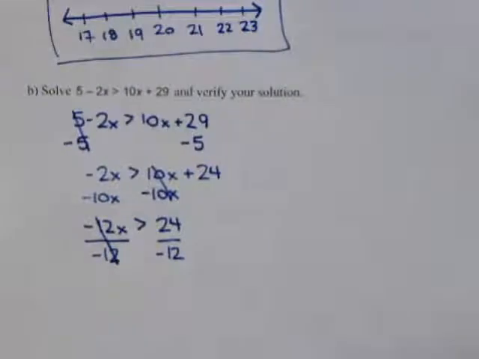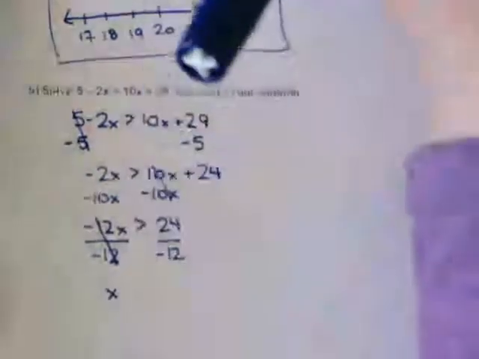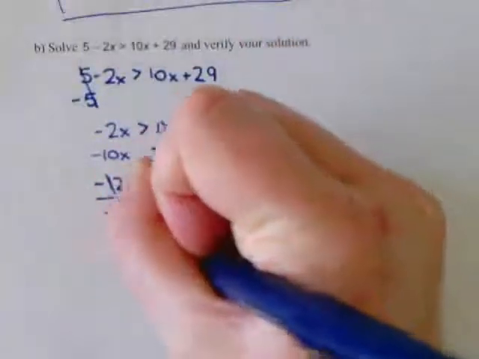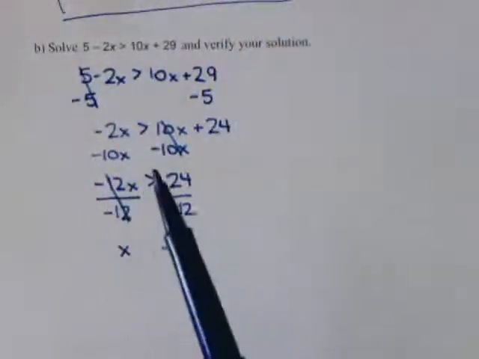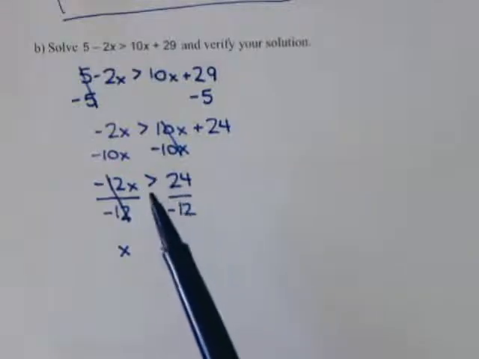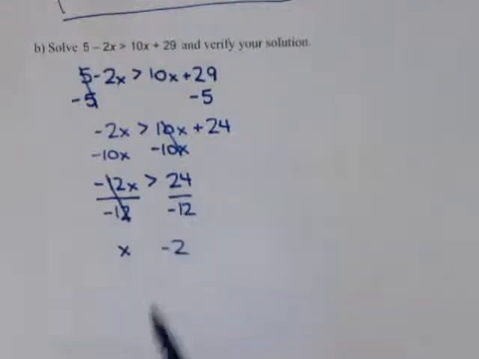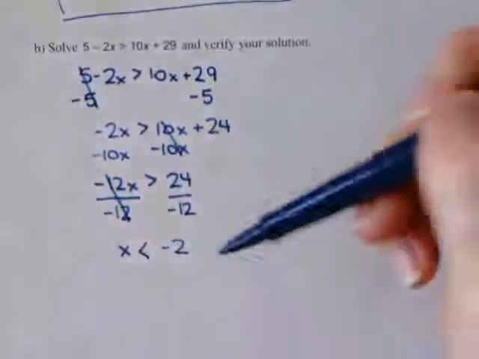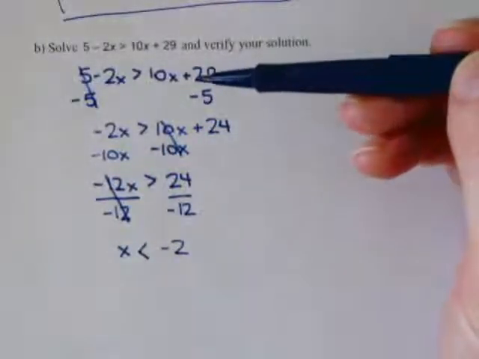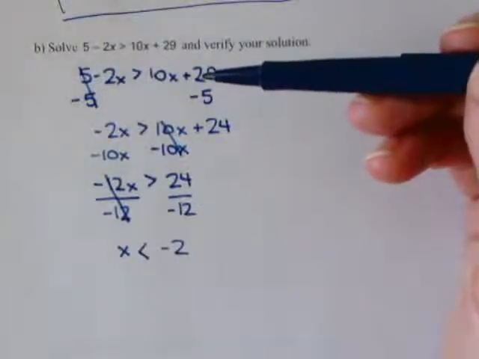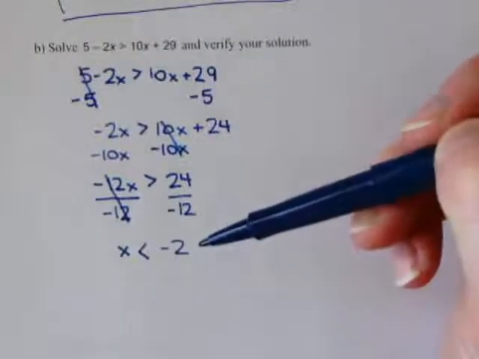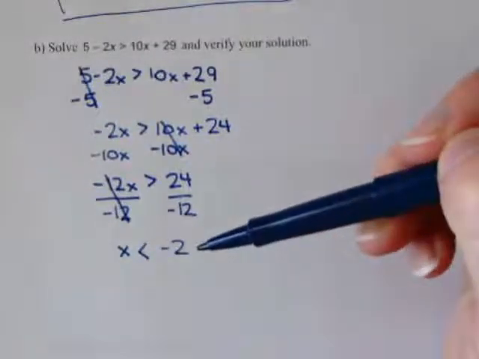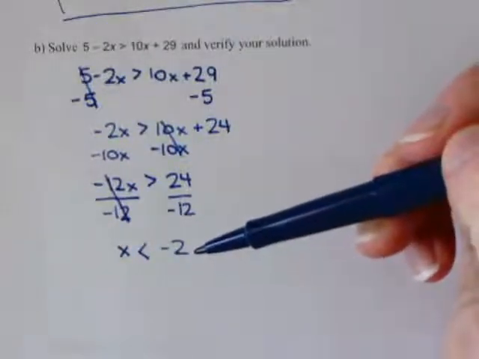Just like that. Now, my x, and then 24 divided by negative 12 is negative 2. And I said something has to happen to this inequality symbol here because we divided by a negative number. It needs to face the other way now. Therefore, in order for our original inequality to be satisfied, to be true, in other words, you have to have x as a value that is less than negative 2, and it cannot be equal to negative 2.